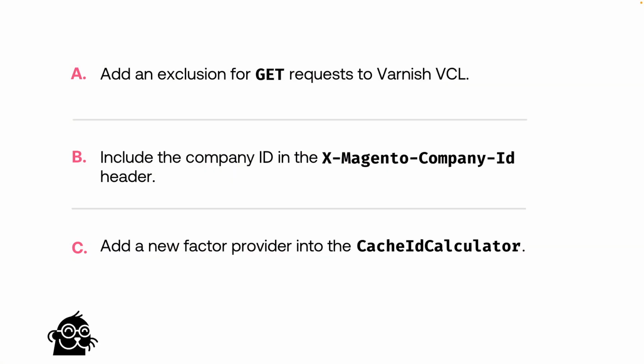Add a new factor provider into the cache ID calculator. Both of these, B and C, seem somewhat plausible, but who am I to say what's accurate? That is where we can kind of guess our way through the test, but it comes back to knowledge. And that's what I want to encourage you to do: get this knowledge. That's what I'm talking about with these subjects.